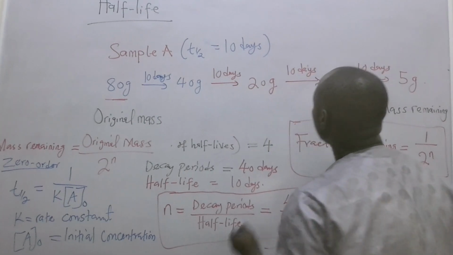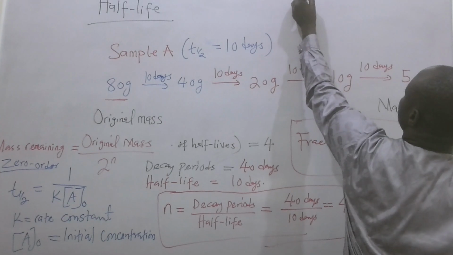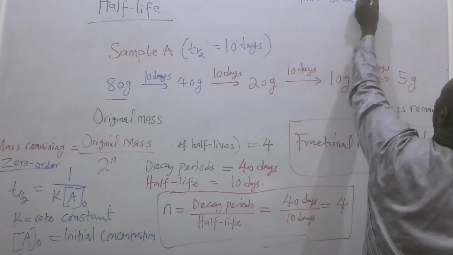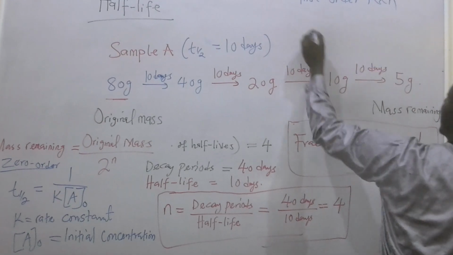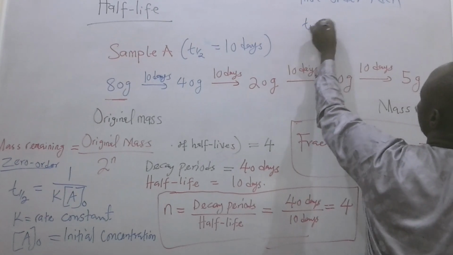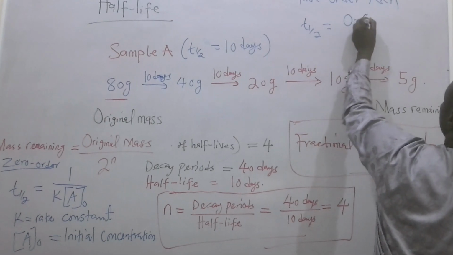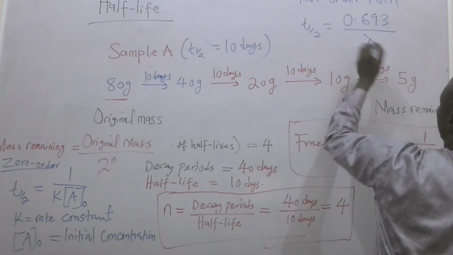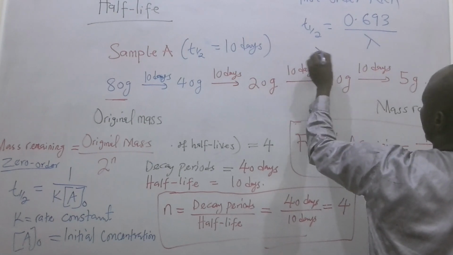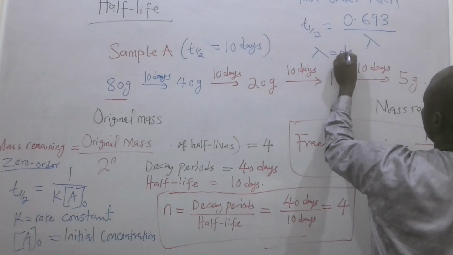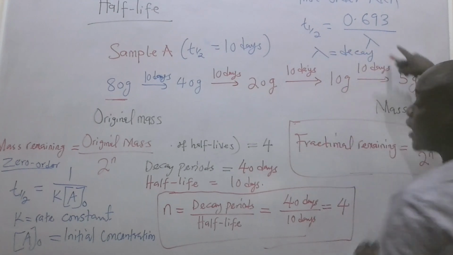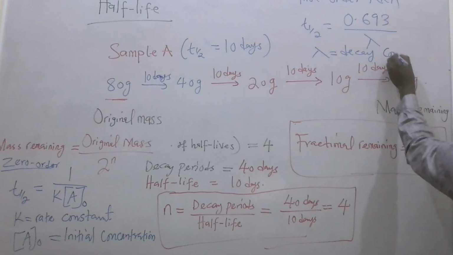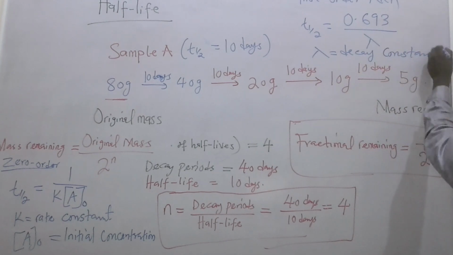We also have a formula for calculating first order reaction. So for the first order reaction, the half-life is equal to 0.693 all over lambda. Sorry, this is lambda. So the lambda here stands for decay constant.